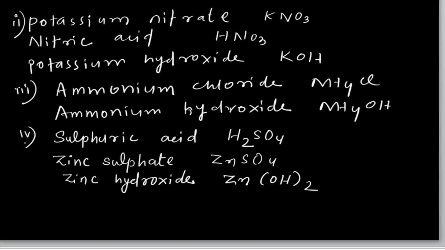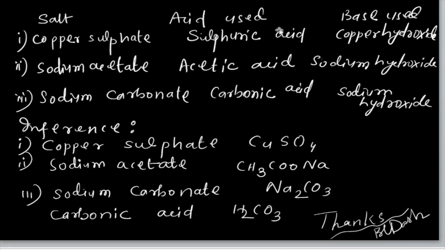Then what is the conclusion? Acid when combined with base gives salt and water. If you see any salt, the left part comes from the base and the right part comes from the acid. From that you can diagnose that this should be hydrochloric acid, and this should be ammonium hydroxide. Similarly here, this is minus 1 and this is plus 1, so nitric acid is the acid part and potassium hydroxide is the base part.